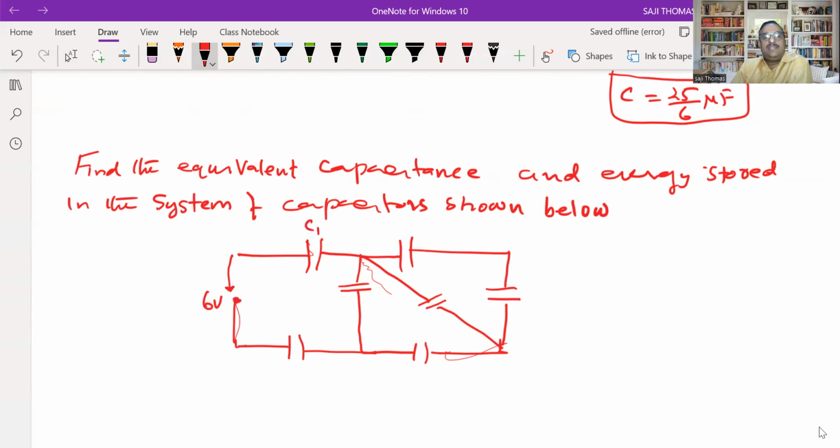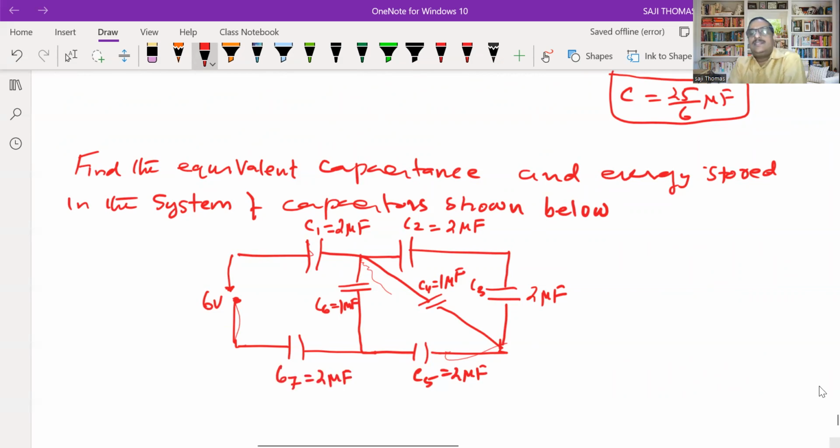Name this capacitor C1, that is 2 microfarad. This capacitor C2, 2 microfarad. This capacitor C3, 2 microfarad. Middle is C4, 1 microfarad. This C5, 2 microfarad. And this is C6, 1 microfarad. C7, 2 microfarad.